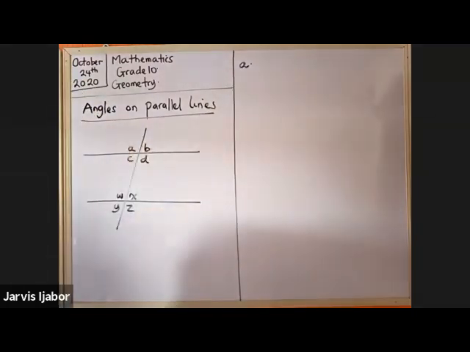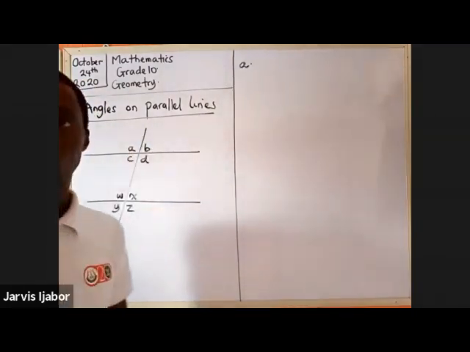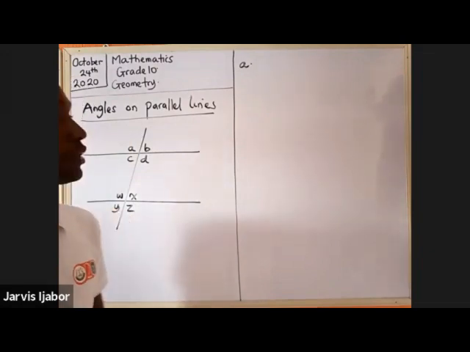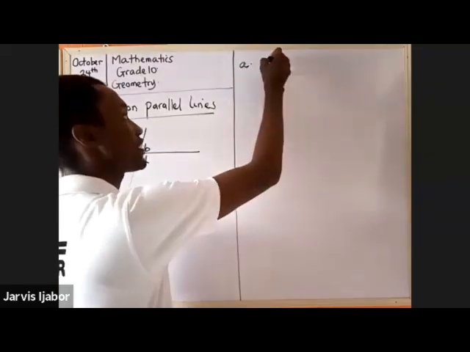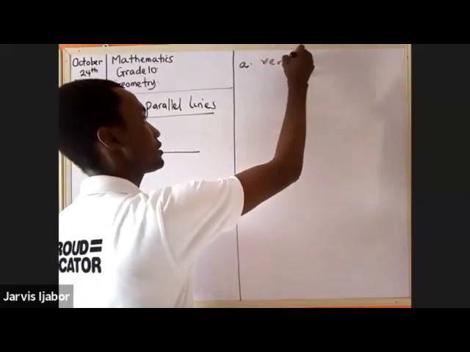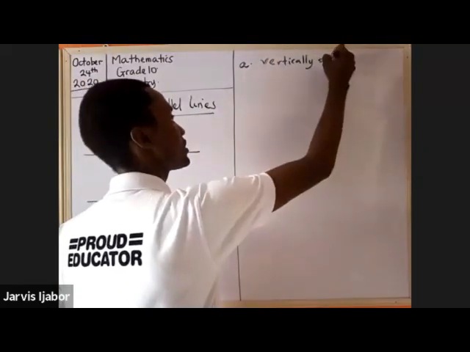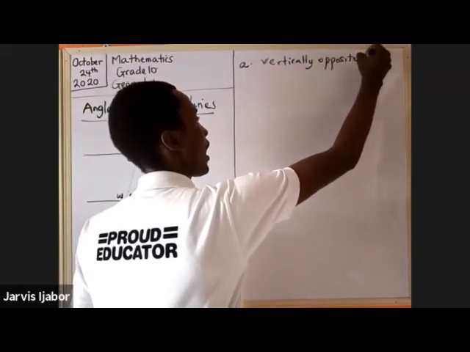When we're looking at angles on parallel lines cut by a transversal, the first type of angles we'll consider are the ones we call vertically opposite angles.